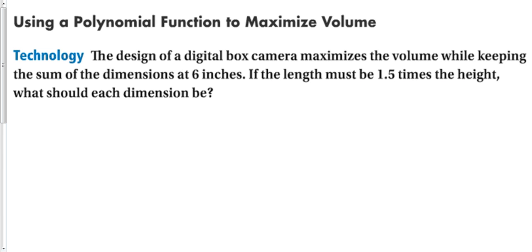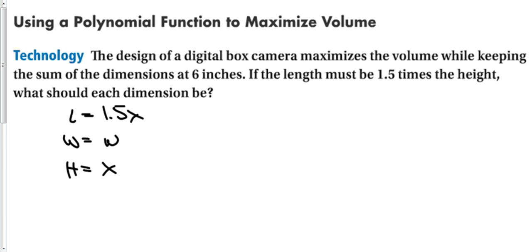Okay, so I know that in order to find volume, I need length, width, and height. Let's call height x, which means the length is going to be 1.5 times x. And now let's put the width, right? I don't know the width yet. Let's put the width in terms of x so I can make a nice equation.